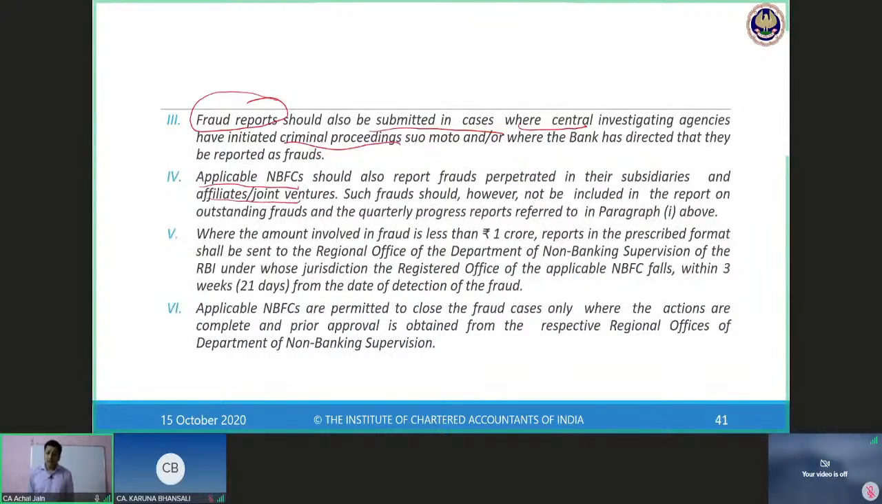Where the amount involved in the fraud is less than rupees 1 crore. So now we are looking at the amount less than rupees 1 crore. The reports in the specified format shall be sent to Regional Office of the Department of Non-Banking Supervision of RBI, under whose jurisdiction registered office of applicable NBFC falls, within 3 weeks.